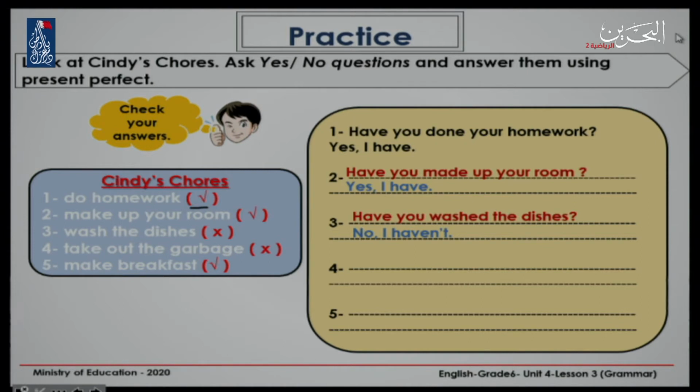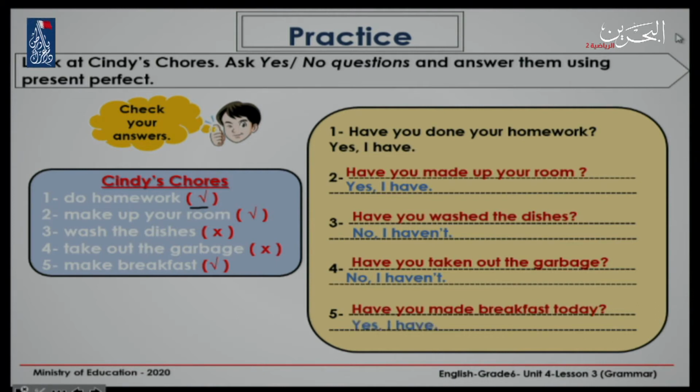Number 4. Take out the garbage. You have an X. The question is, have you taken out the garbage? The answer will be, no, I haven't. Number 5. Make breakfast. You have a tick. Have you made breakfast today? The answer is, yes, I have. Were your answers correct? Good job!